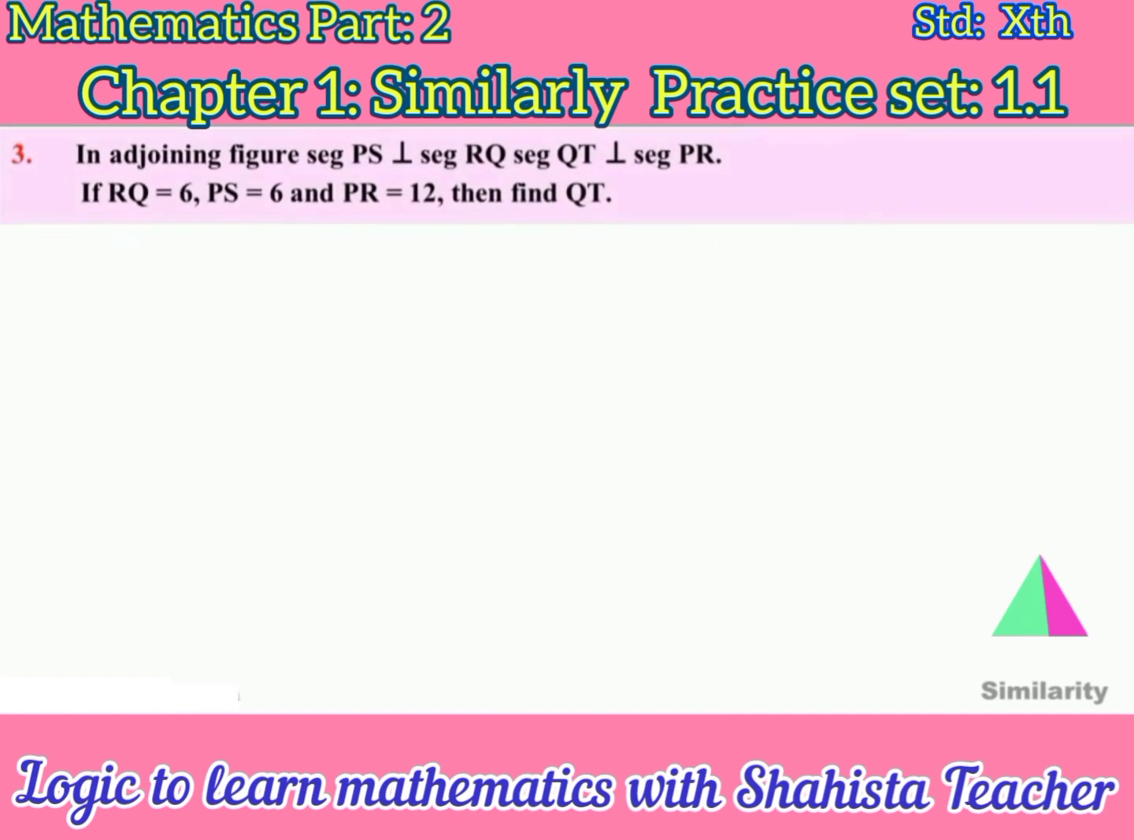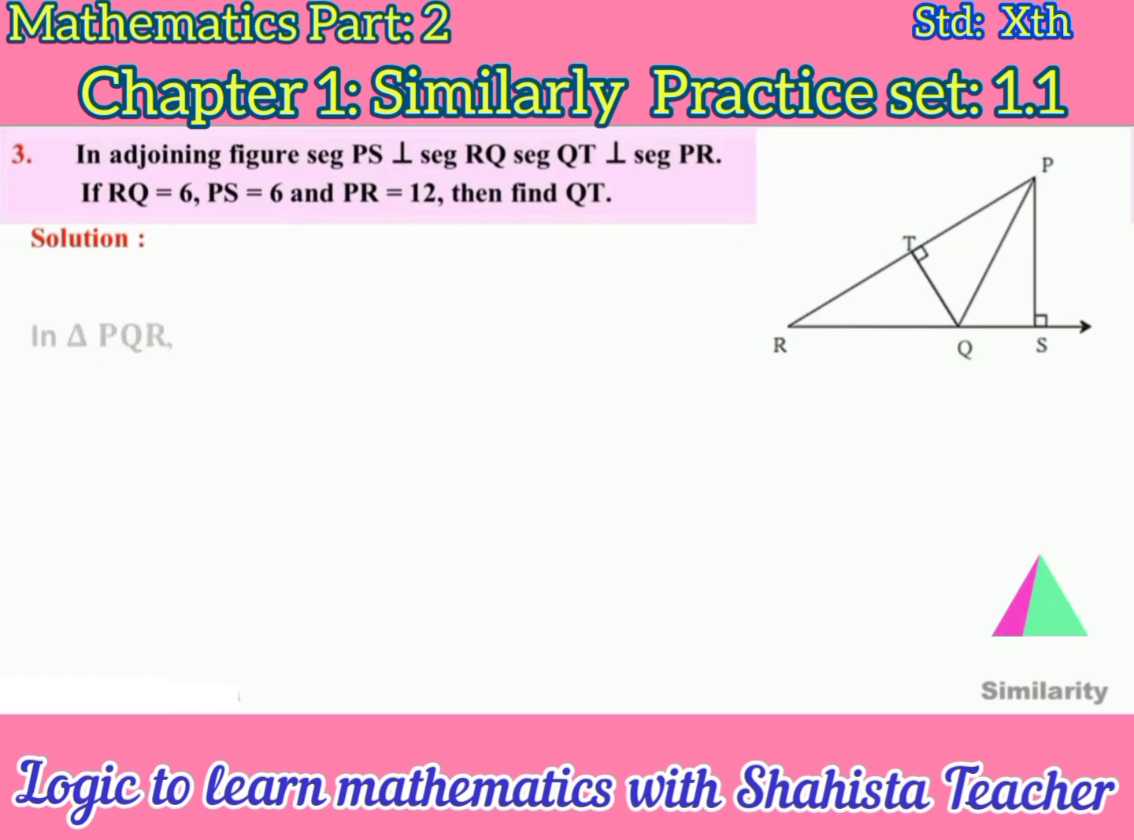Now let's solve question number 3. Now read question number 3 with me. In the adjoining figure, segment PS is perpendicular to segment RQ, segment QT is perpendicular to segment PR. If RQ is equal to 6, PS is equal to 6 and PR is equal to 12, then find QT. This figure is given in question number 3. So on the basis of this figure, we will find QT.